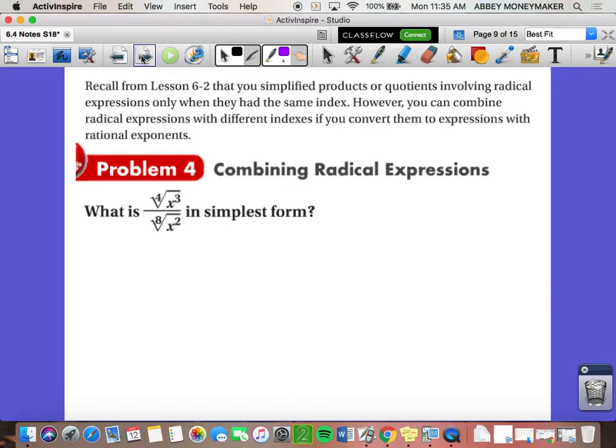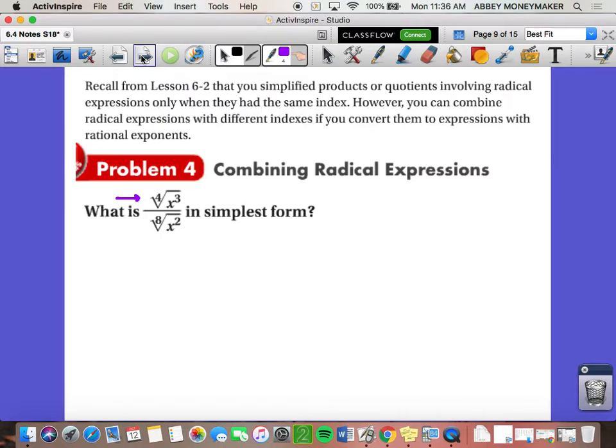So earlier, back in 6.2, we said that you can't divide unless they have the same index. And that still is correct. However, if they have different indices, it's probably because one of them can be simplified. So on problem number 4 here, this looks a little overwhelming, right? Well, I don't want to rationalize anything going on right here.